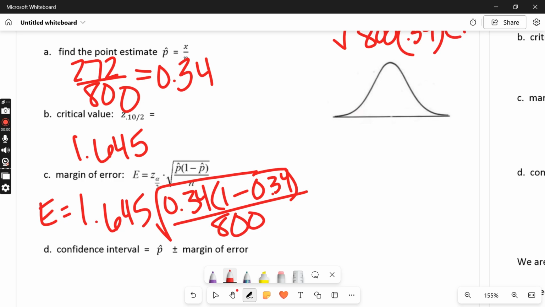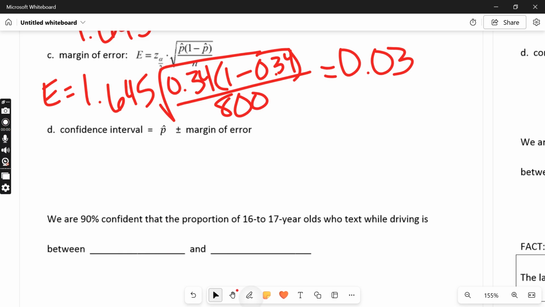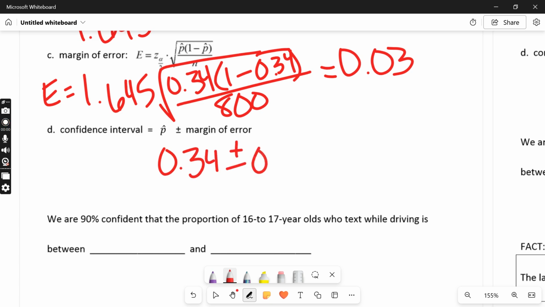Okay, and then I'm going to type that into my calculator, and I'm going to round to the same number of decimal places as my point estimate. So since my point estimate is at 2 decimals, I'm going to round this to 2 decimals, and this rounds to 0.03. Okay, so then I'm going to write my confidence interval. So my confidence interval is my point estimate, 0.34, plus and minus 0.03.